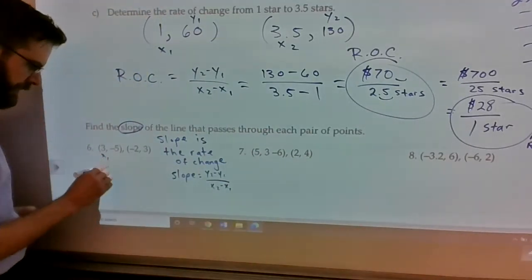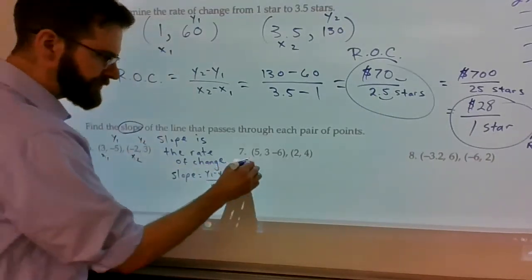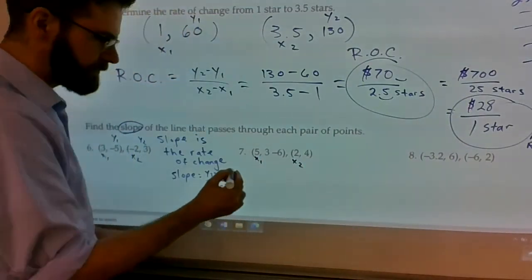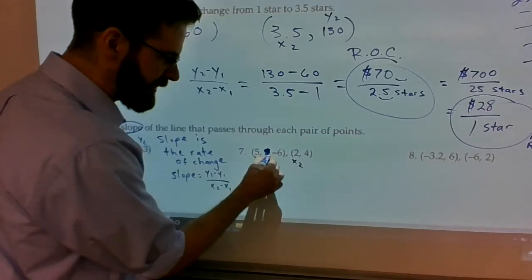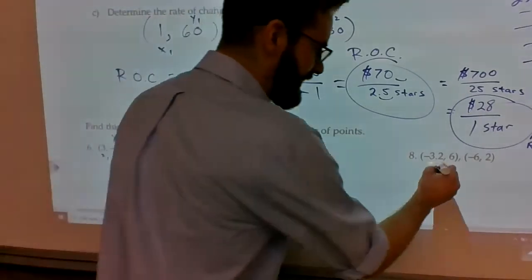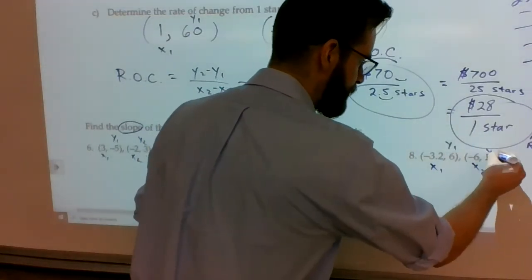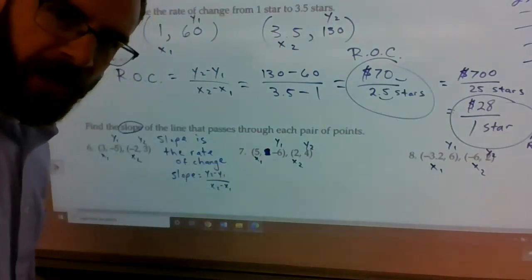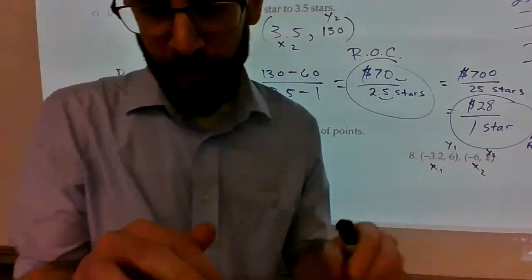So here's x1, here's x2, here's y1, here's y2, here's x1, here's x2. Oh no, typo! Sorry about that. Let's just get rid of that 3 that doesn't belong there. y1, y2, x1, x2, y1, y2. You know, I think I'm going to do these examples in a next video just to give you guys a little bit of a breather. So I'm coming back at you for part 3 in a bit.